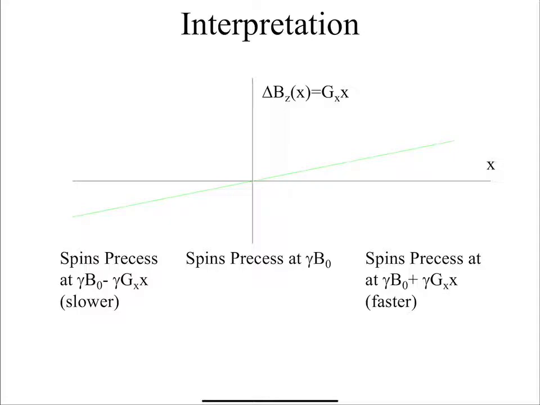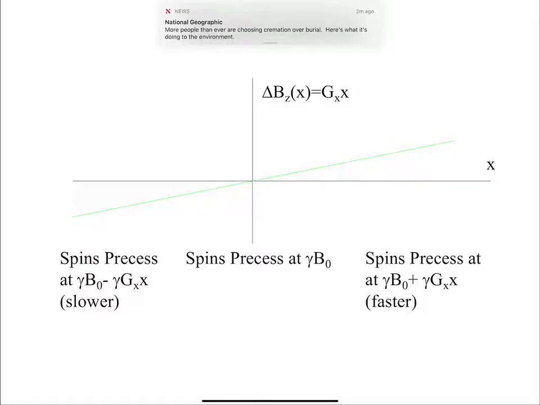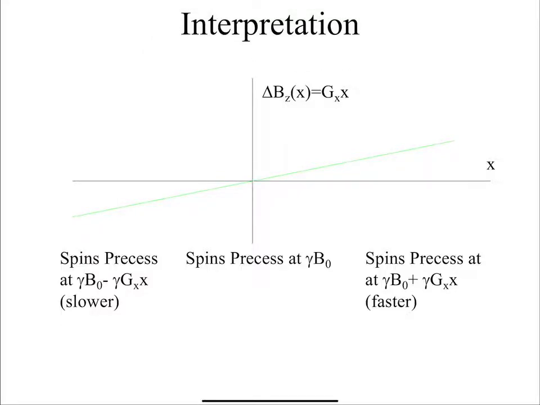So let's assume we're adding on an X gradient. Okay, so this is going to be a gradient in the X direction. So now delta BZ of X is equal to GX times X, where GX is the gradient field. So what that's going to look like is this. As a function of X, if I'm right at the origin, then the spins precess at gamma B naught. In MR terms, we call that the isocenter. Okay, so this will be at the isocenter.